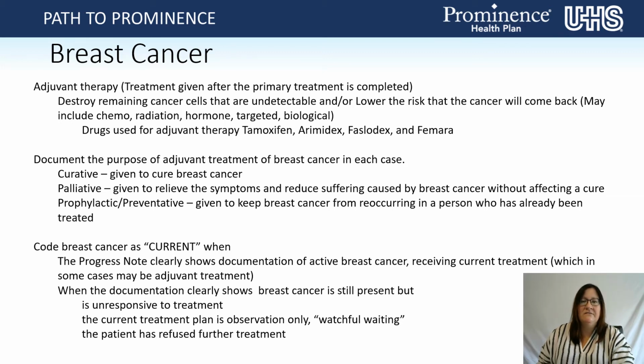Is it palliative, given to relieve the symptoms and reduce suffering caused by breast cancer without affecting a cure? Is it prophylactic or preventative, given to keep the breast cancer from reoccurring in a person who has already been treated? Code breast cancer as current, specifically when the progress note clearly shows documentation of active breast cancer receiving current active treatment, which in some cases could be adjuvant therapy.